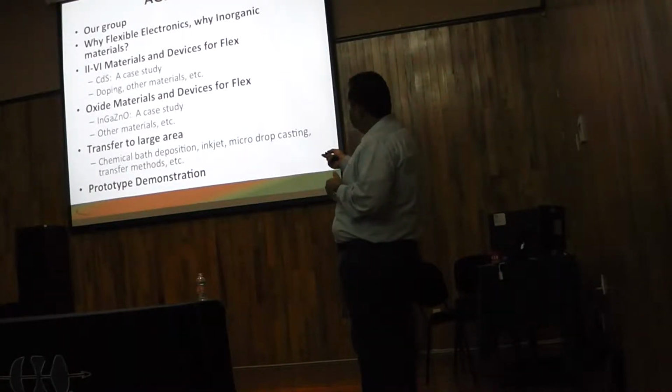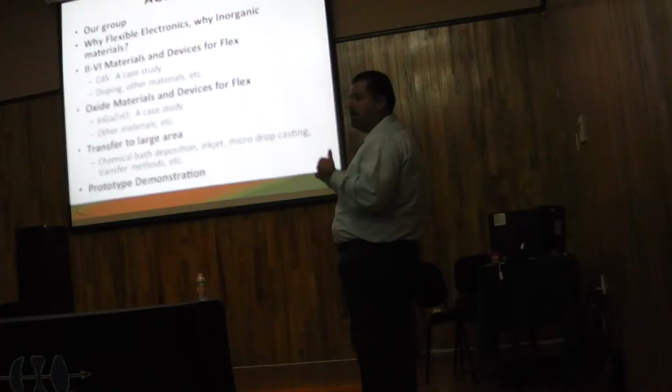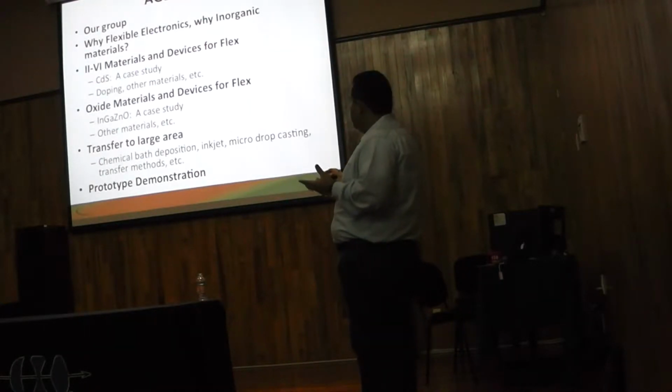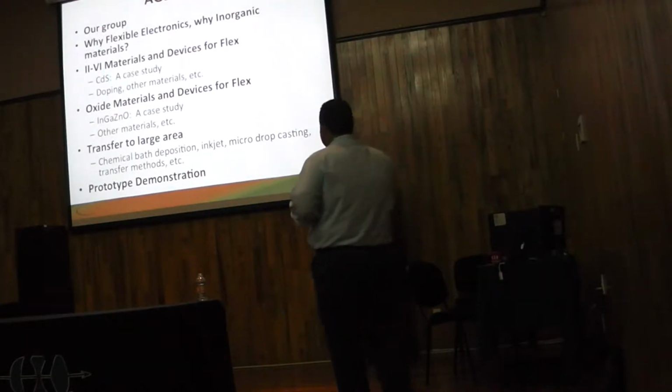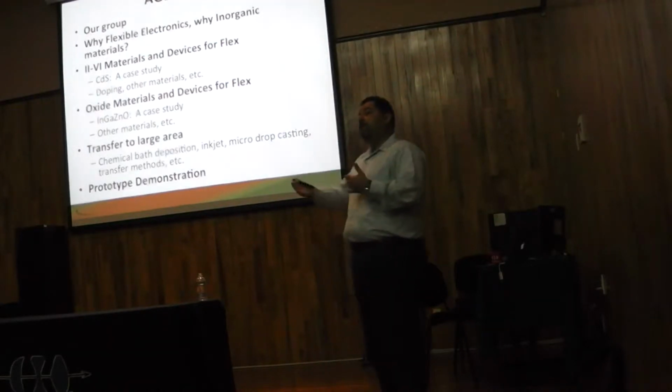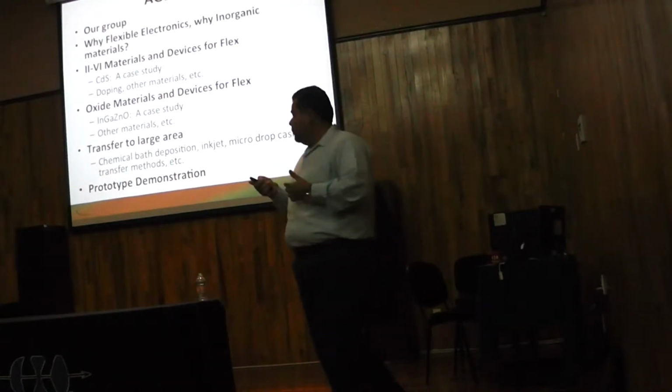So what we do is that once we develop the understanding of the material, what we do next is we transfer to large-area compatible tools or techniques. Among the techniques that we use is chemical bath deposition. A few people here should be looking into this. We also have a media printer to do the printing of the materials. We do micro drop casting, and we also do transfer methods. Okay, so we're going to look at some of those.